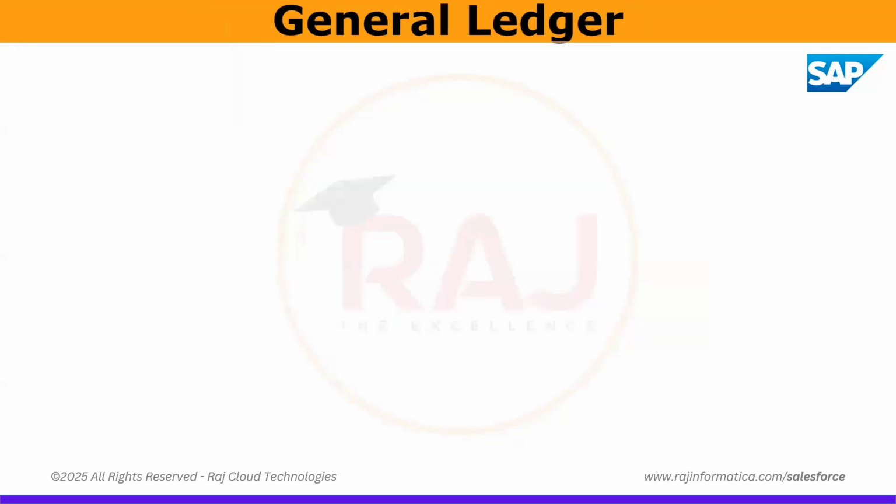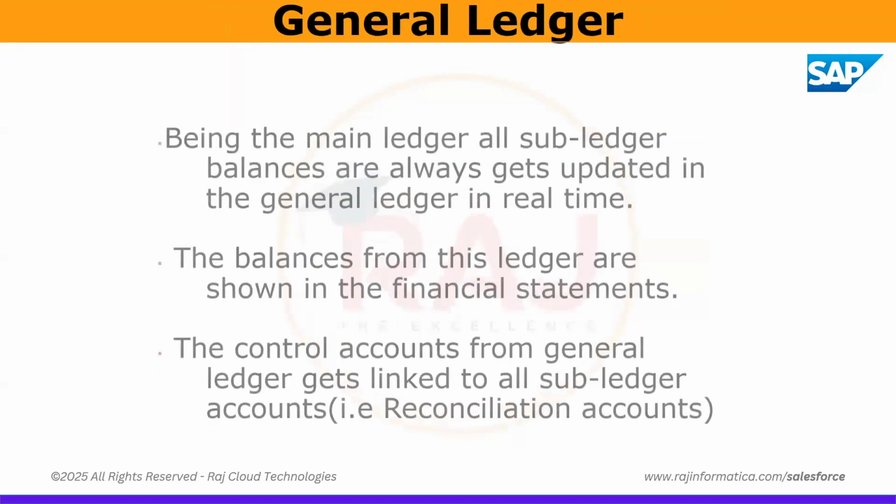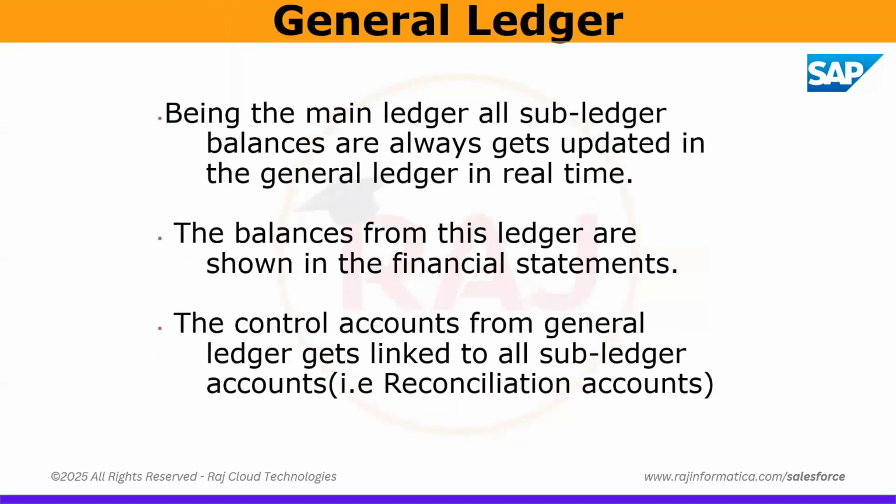Then after that we have general ledger accounting. It is considered the main ledger for all other ledgers. The balances from these ledgers are maintained in the financial statements. So whenever we prepare our P&L and balance sheet, the system takes the basic balances from where they are captured, and that is the GL accounts.